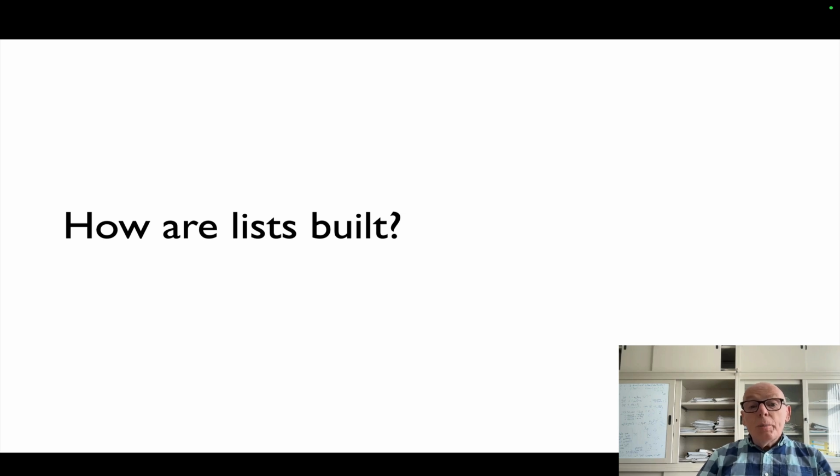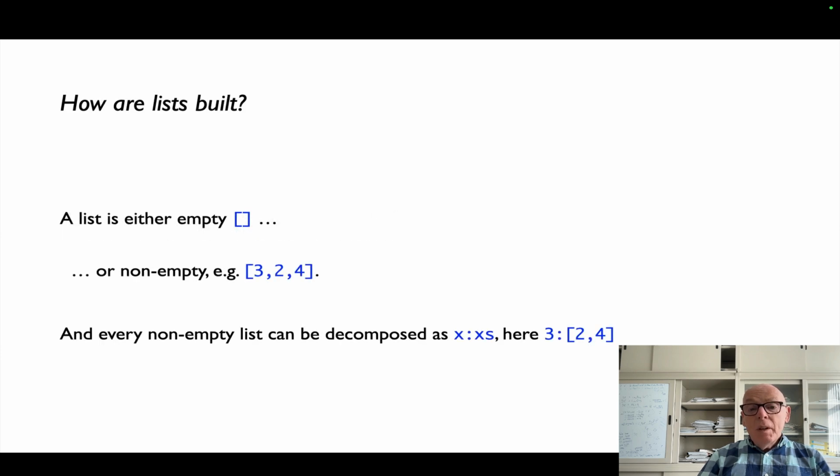In this segment, I want to talk about how lists are built, how they're constructed, and also how they're taken apart, how they're destructured or deconstructed. Well, a list in Haskell is either empty, which we write as open square bracket, close square bracket, or it's non-empty, which is written between square brackets with the elements listed in between. And a crucial point to understand is that if you have a non-empty list, you can decompose it as an element stuck on the front of a list. Here we have 3 stuck on the front of the list 2, 4.